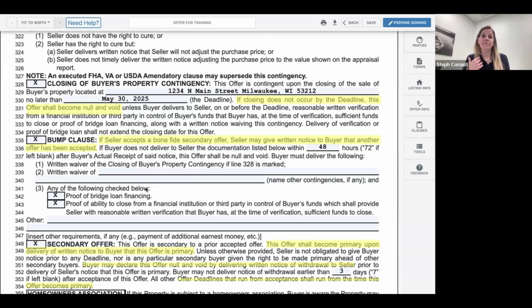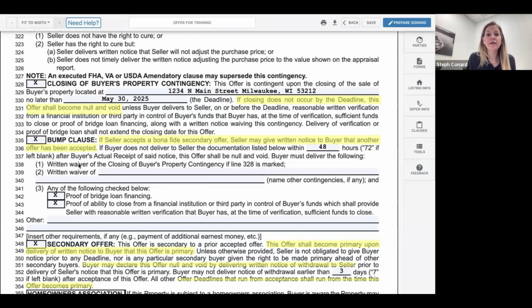So if that buyer has the ability to waive that home close contingency and not get quote unquote bumped from the offer, then we're going to waive this home closing contingency. The bump clause is now enacted and gone, and now both parties are moving to closing.